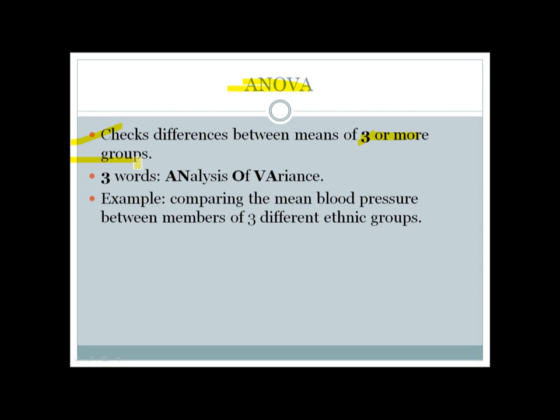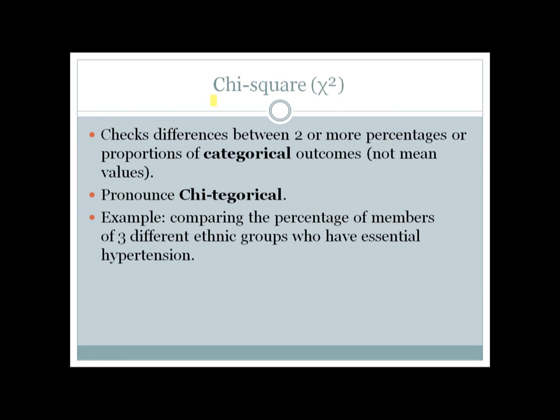or more groups. For remembering it, you can see that analysis of variance has three words: analysis of variance. From that you can remember that ANOVA is used for three groups. One common example is comparing the mean blood pressure between members of three different ethnic groups. Another important test is chi-square, and it checks the difference between two or more percentages or proportions.